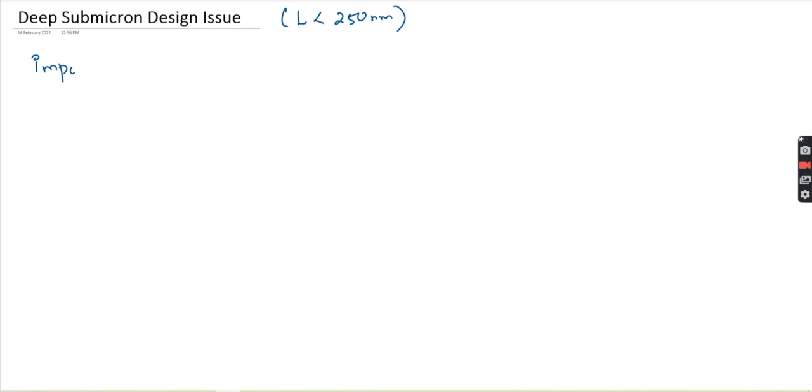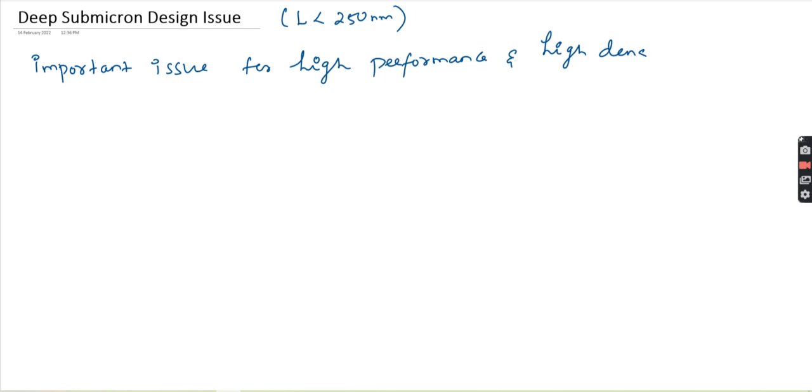The important issues are for high performance and high density. These two are the important issues in VLSI circuits. So some second order effects will become serious, such as short channel effects.